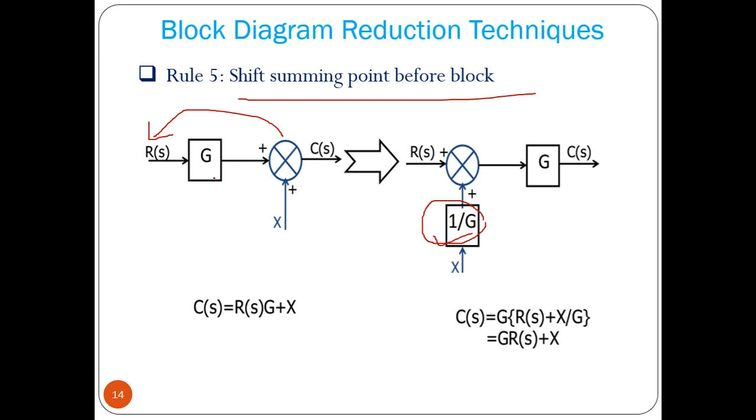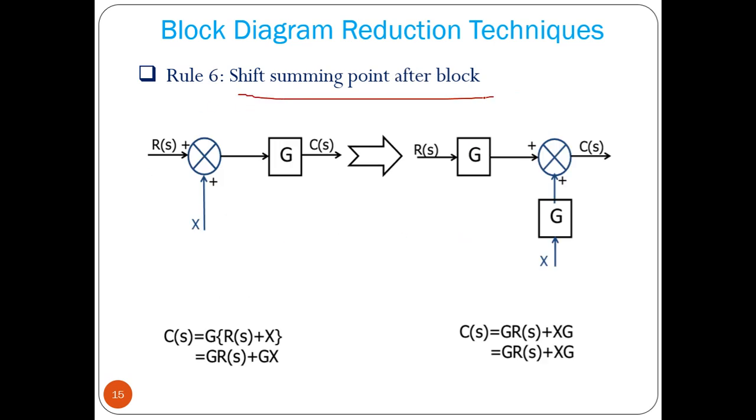Because here we don't have this g term with this x, right. But if we shift this before the block, r plus x into g comes into the picture, so we have to multiply x by 1 by g. Similarly, if we shift the summing point after a block, here we have the g term, so if we shift it after the block, x doesn't have g, so you have to multiply it by g.